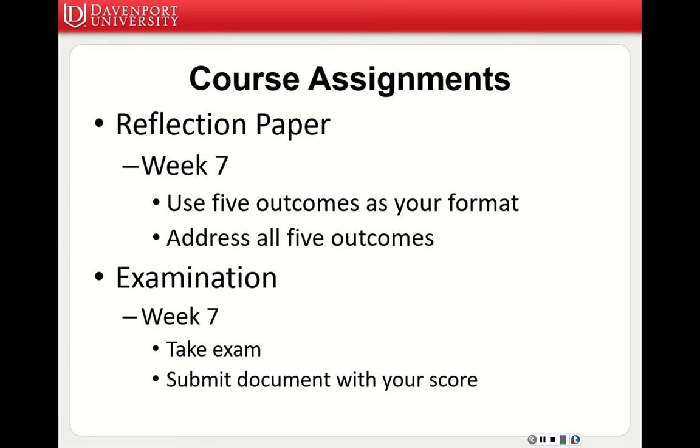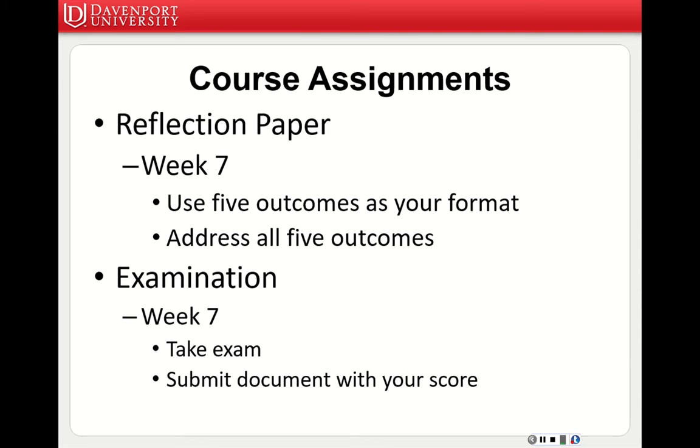Then you have 2 more assignments due the last week, week 7. One is a reflection paper. They show you 5, and this covers the whole program, not just this course. You are shown 5 outcomes that Davenport wants you to have learned, accomplished through this program.